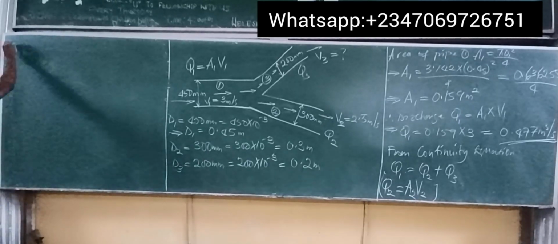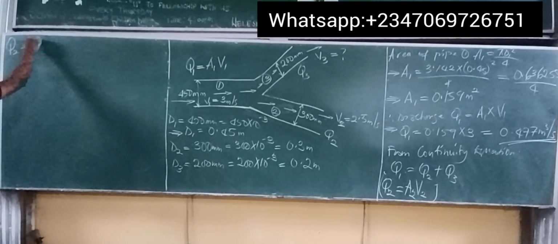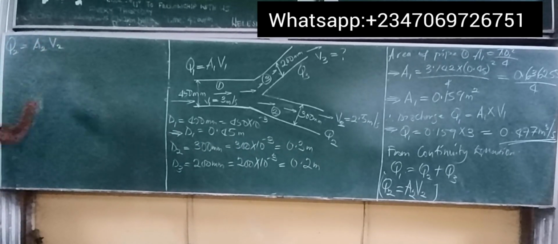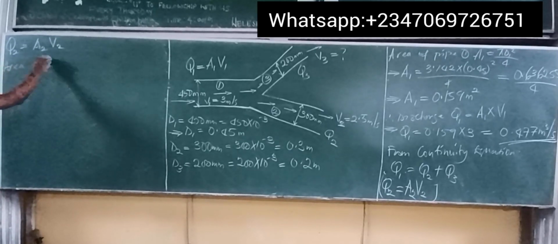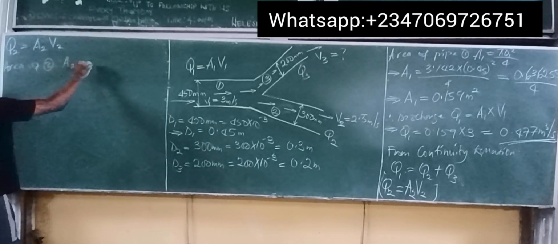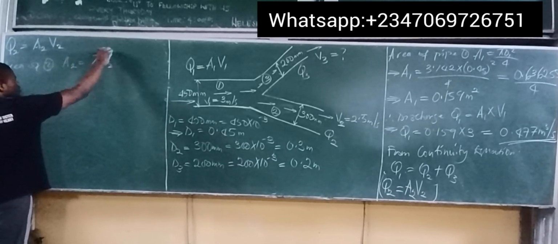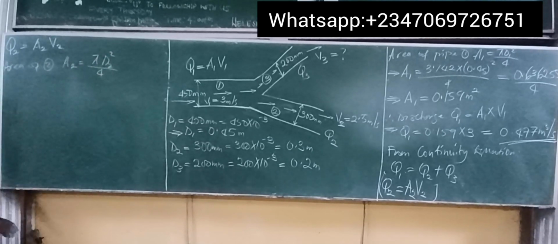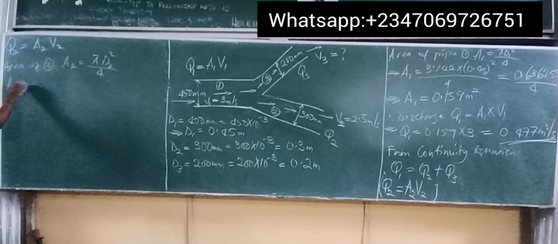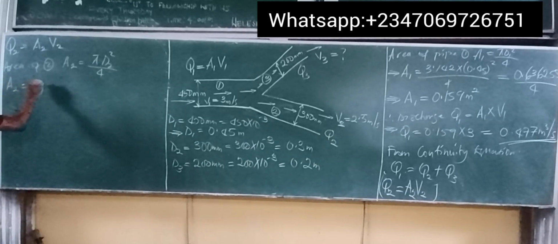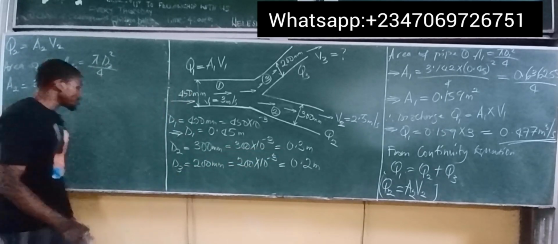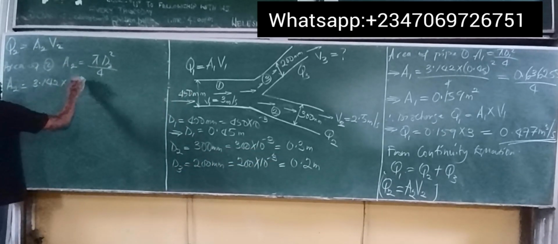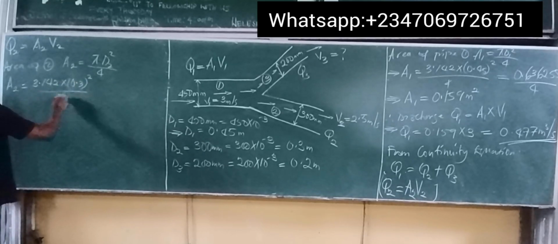All right, so discharge in pipe 2, Q2, is simply A2 times V2. So let's obtain the area at portion 2. Area of 2, A2, is equal to pi times diameter at section 2 all squared, divided by 4. A2 is equal to pi, which is a constant, 3.142, multiplied by the diameter of that pipe. Diameter of pipe 2 was given as 0.3, so simply multiply by 0.3 all squared, divided by 4.